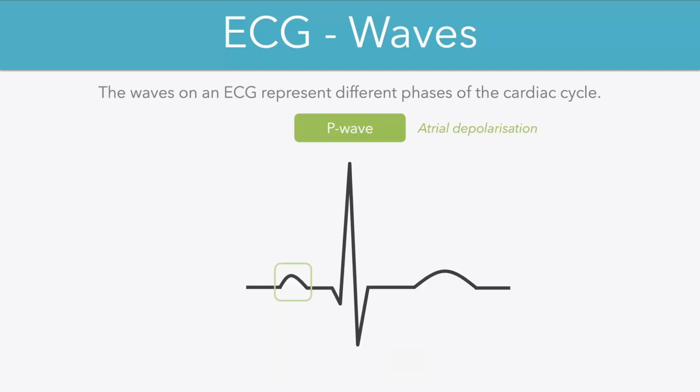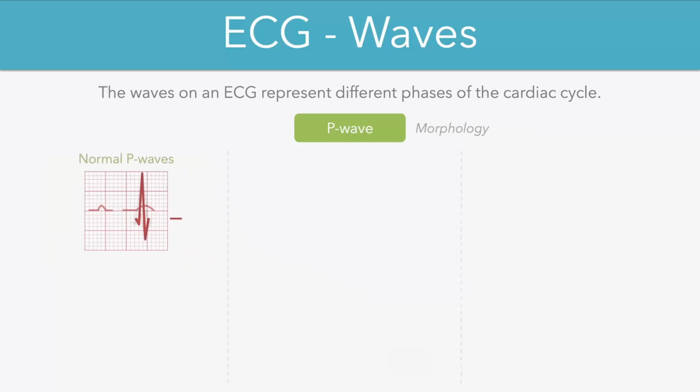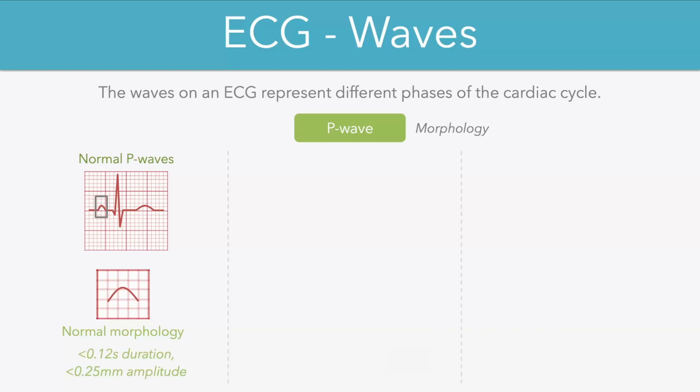In the case of P waves, the two main questions we want to ask are about the morphology, or the shape, and whether there's QRS concordance. To understand these questions further, let's start by taking a look at morphology first. The normal shape of a P wave should be this rounded structure before the QRS complex, and it's usually less than 3 small squares in duration and less than 0.25 millimeters in amplitude.